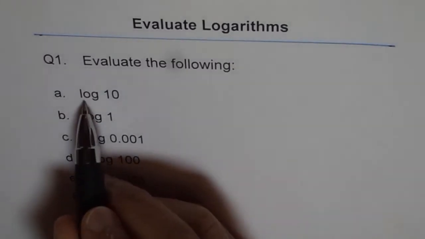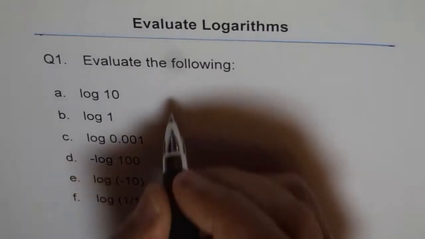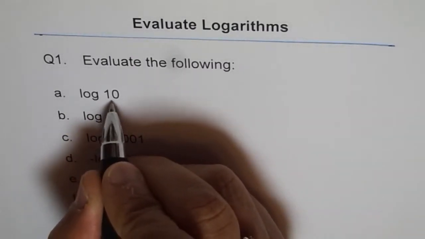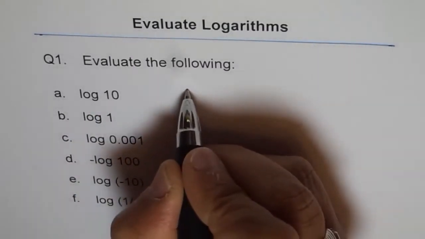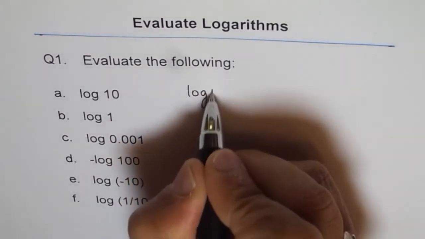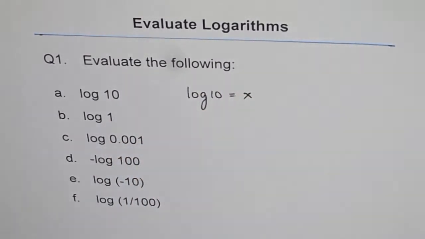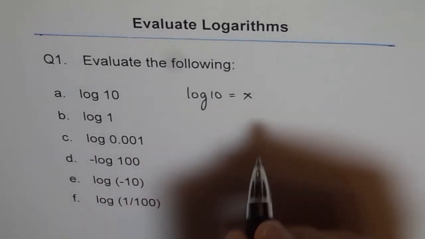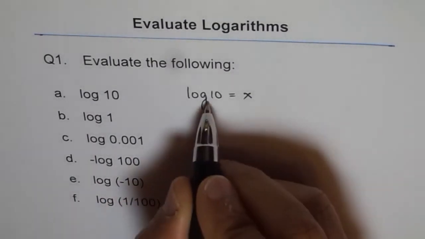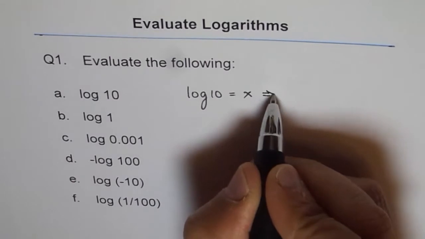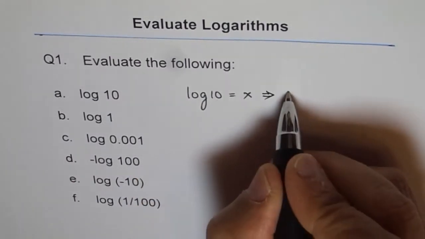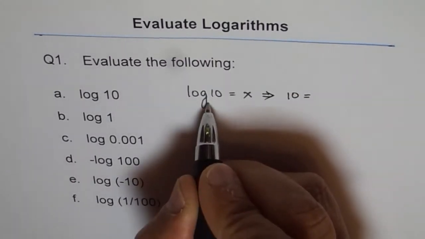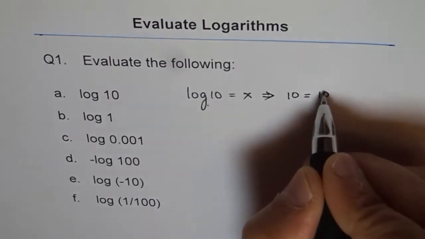So when we say log of 10, imagine this to be base 10 and we don't know what this is. Then how do we do it? We write like this. Log of 10, let it be x, right? We don't know what this is, right? So let it be x. Then we can write this in exponential form. So if I write this in exponential form, then I can write this as 10 is equal to, this base is 10, right? 10 to the power of x.